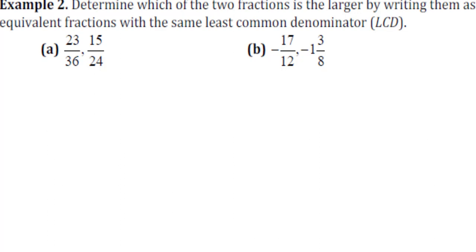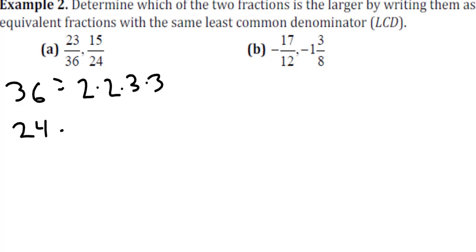So 36 and 24, we need to find the least common denominator. So if you remember how we did that, I'm going to do the prime factorization. I got to switch back to my pen here. My prime factorization of 36. 36 is 2 times 18. 18 is 2 times 9. And 9 is 3 times 3. So 24. So that gives us what? 2 times 12. 12 is 2 times 6. 6 is 2 times 3.